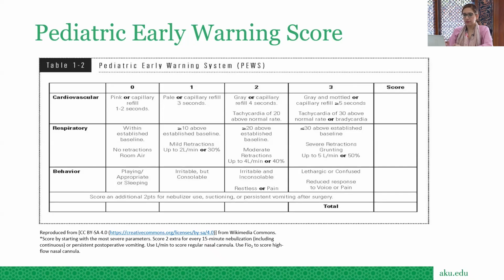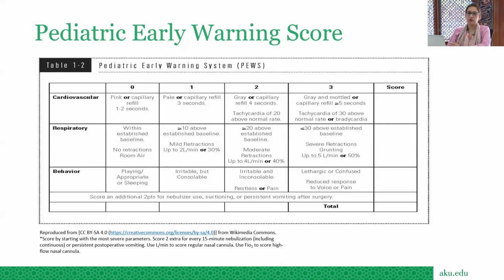Let's just look at, for example, a score of 1. If you look at cardiovascular, for instance, this may be a child who's pale or has a capillary refill of 3 seconds. If this progresses to 2, the pallor would become gray with a capillary refill of 4 seconds, that is beyond 3 seconds, and a tachycardia that is 20 above the normal rate. Similarly, if you look at respiratory score of 1, this is anything that's more than 10 above the established baseline. If this score was going to move to 2, this would become more than 20 above the established baseline.